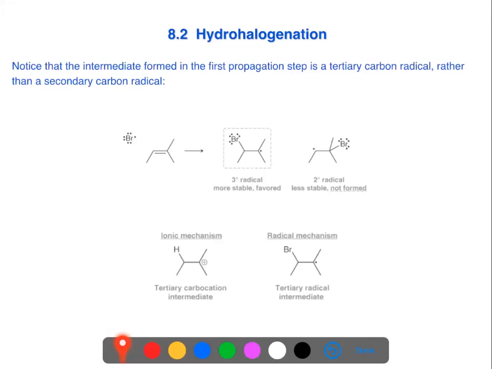And so again, just to parallel what we've seen previously, the ionic mechanism involved the formation of a tertiary carbocation, whereas the radical mechanism that we just discussed involves the formation of a tertiary radical. And so the more stable the intermediate, that will most likely be the pathway by which the reaction will proceed.